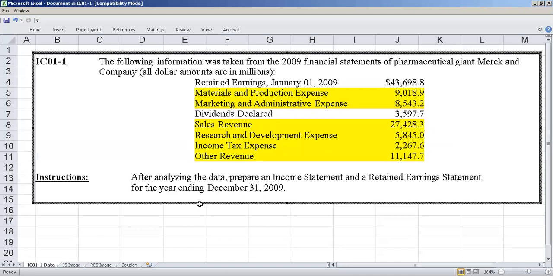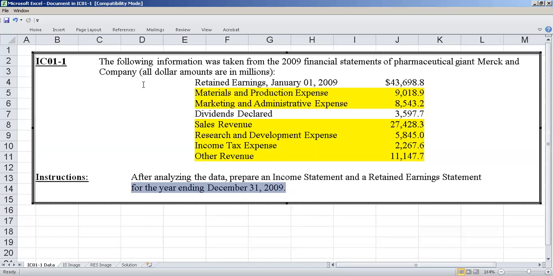And we're told to prepare an income statement for the year ending December 31 of 2009. And it's worth noting, this is actual data from the 2009 financial statements of Merck. Right? Merck's a pharmaceutical company, right? Fairly good sized one. So these are real numbers. They came from real financial statements.